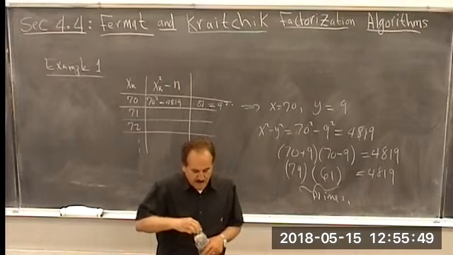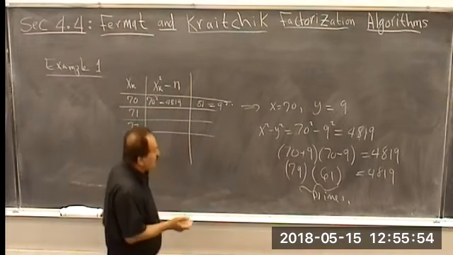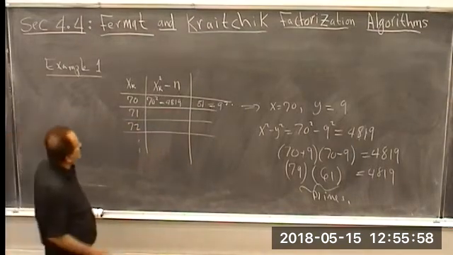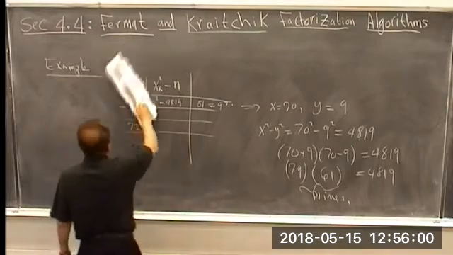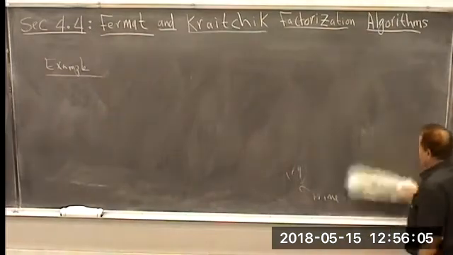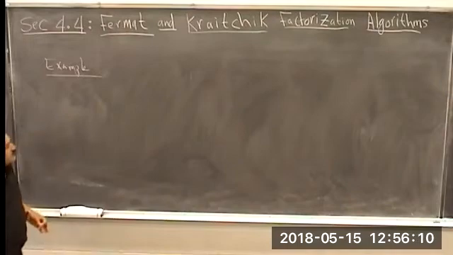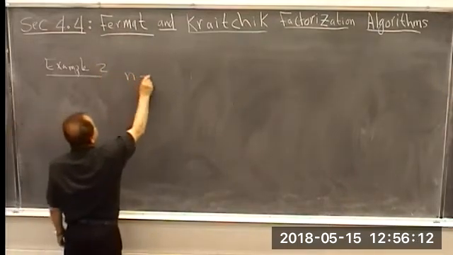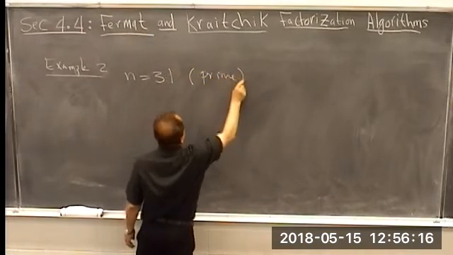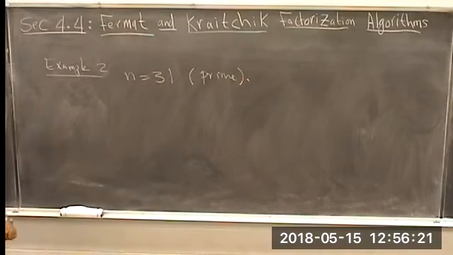Let's look at an example where we will actually run it through all the values and end up with the number to be a prime. So let's take n to be 31, which we know is a prime. So we know this is a prime. And let's see what the procedure, or Fermat's algorithm, gives us.